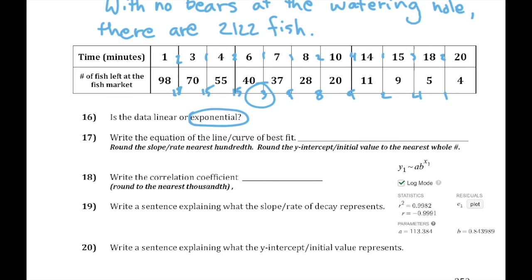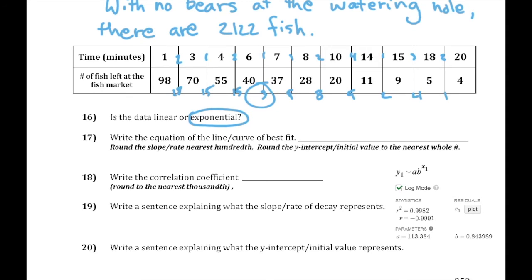Okay, so now that we have this information here that has been given to us through the Desmos.com calculator, we're going to write our equation for the curve of best fit. And we're going to round our rate to the nearest hundredth, and we're going to round the initial value to the nearest whole. And so our initial value is right here, 113.3. So we're going to start out by saying this is y equals 113. And then our rate is going to be the 0.843. So hundredths is going to be where the 4 is, but the 3 tells us to stay where we have it. So it's going to be 0.84 raised to the xth power.